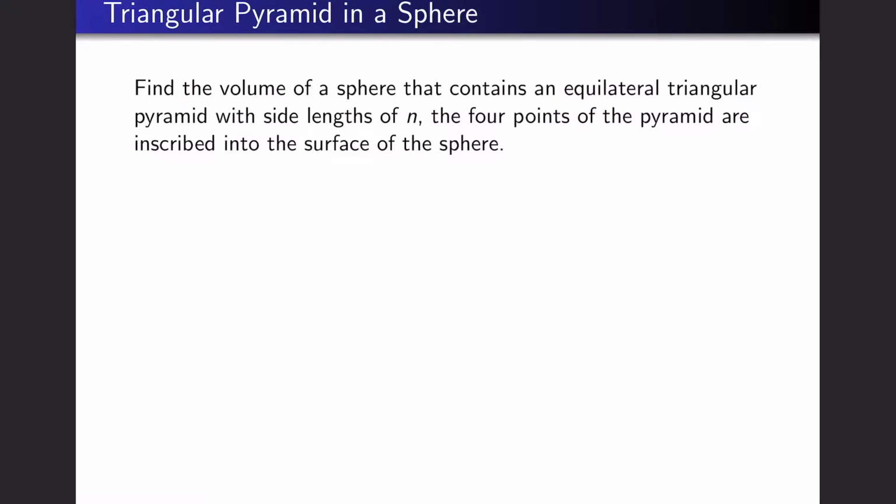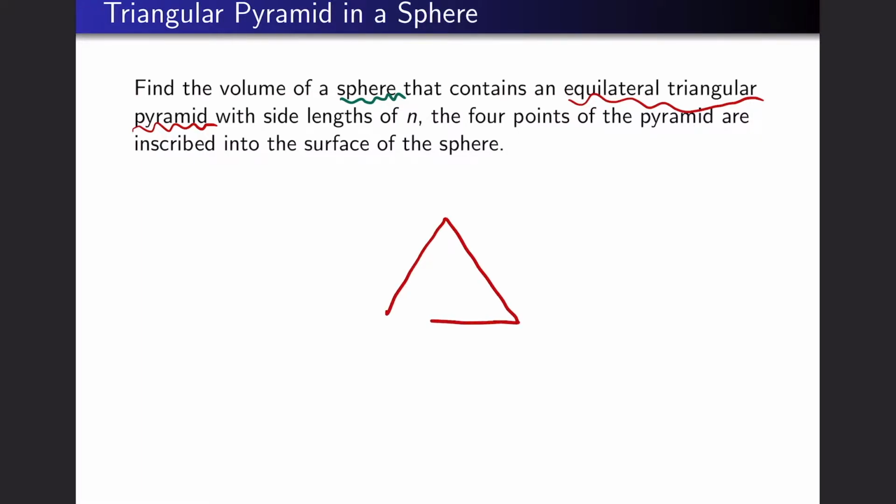Find the volume of a sphere that contains an equilateral triangular pyramid with side lengths of n. The 4 points of the pyramid are inscribed into the surface of the sphere. With any type of geometry problem, it helps to visualize the problem whenever possible. So here we have two types of 3D objects. The first one is a sphere, and the second one is an equilateral triangular pyramid, or what some people call a tetrahedron. So we're going to start off by drawing the pyramid.